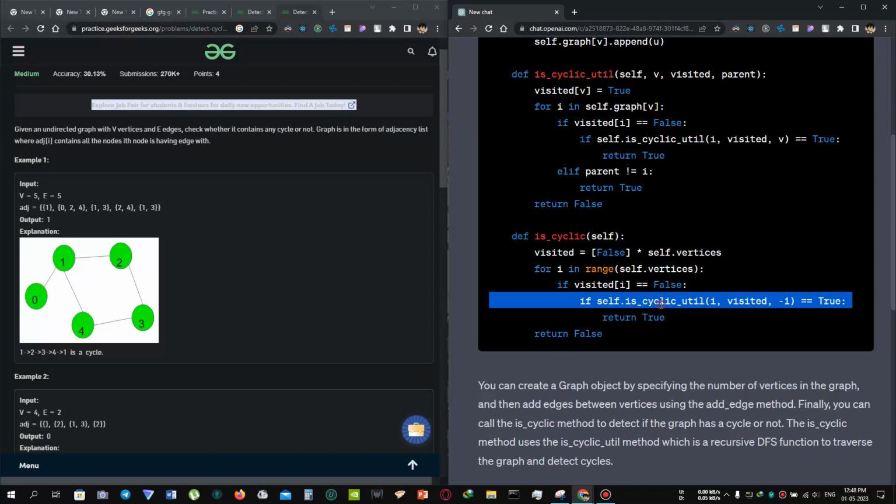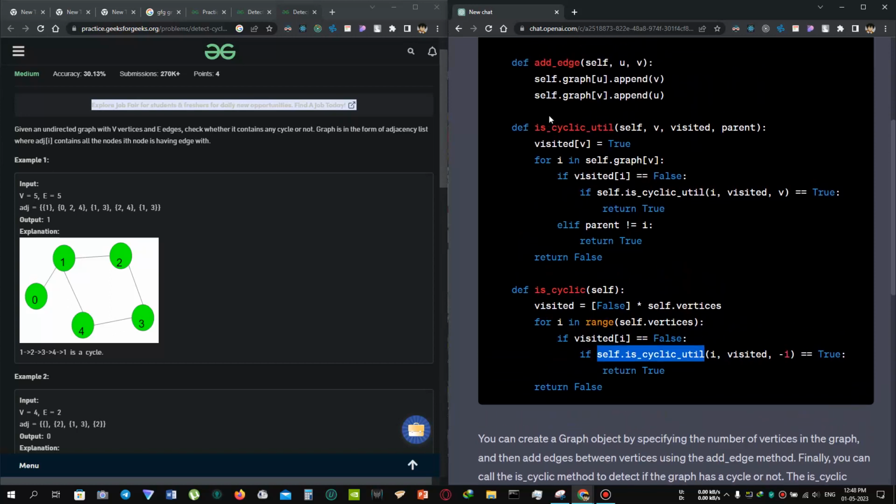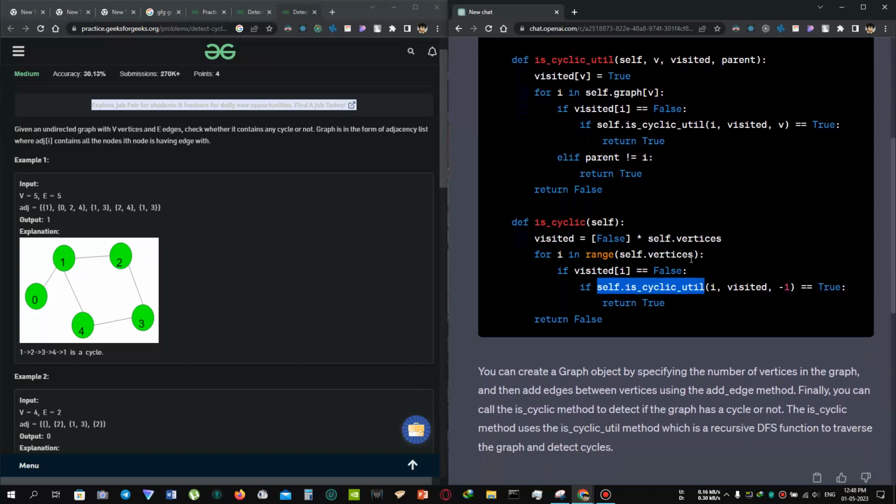Here what is happening is that we are calling a helper function, cycleUtil, which will help us detect the cycle. We pass i, visited and -1. Why have we given i, visited and -1? We have given visited because we want the helper function to know which nodes we have visited and which we have not visited. That's why we are giving visited.